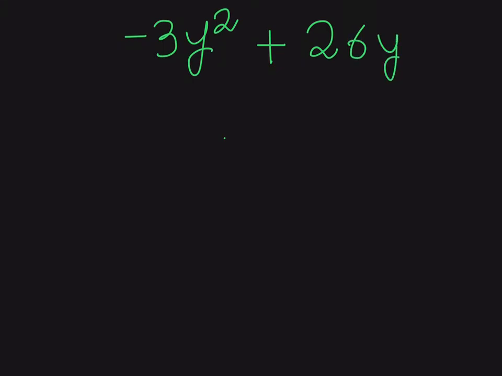Now let us see the third problem. The third problem states that add minus 3y square plus 26y square. So we have got y square here and y square here. So these are similar. These are like terms. These are like same apple to apple, girls to girls, pineapple to pineapple, chocolates to chocolates.